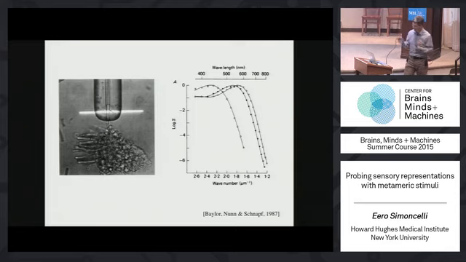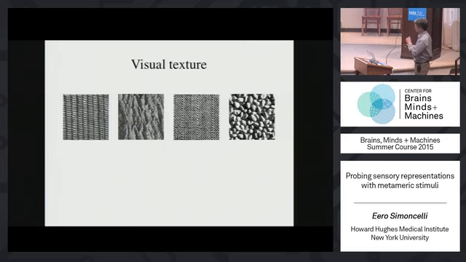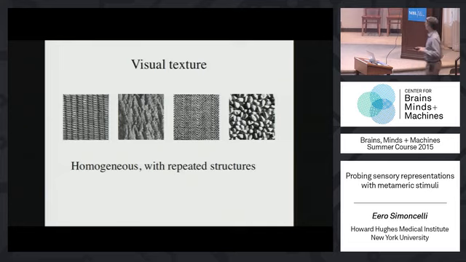Okay, so what we wanted to do is to set out trying to do the same kind of thing for pattern vision, and we're going to do that by thinking about texture. So what's a texture? A texture is an image that's homogeneous with repeated structures. So each of these are examples of texture. That's a piece of woven basket. This is tree bark. That's a herringbone pattern. And these are some sort of nuts or stones.